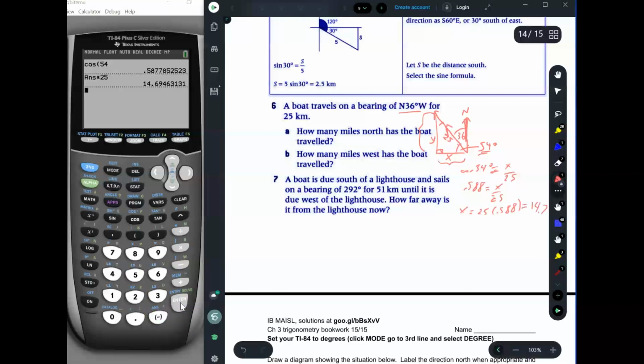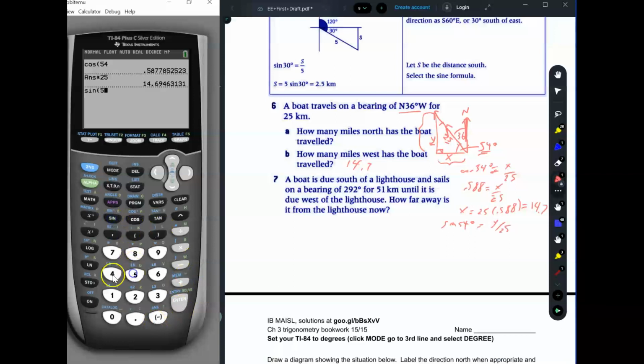That would answer how many miles west. Right? So how many miles north? So we could use the opposite divided by the hypotenuse for that. So it would be sine, right? So I'm going to put sine of 54 degrees equals y divided by 25. And we know that sine of 54 is 0.809.